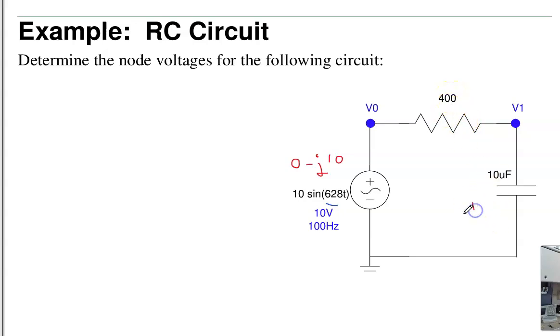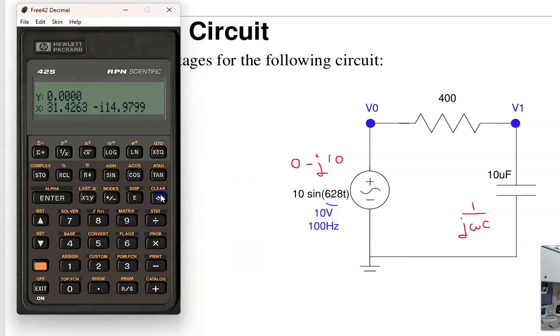The capacitor becomes 1 over j omega C. C is 10 microfarads. So if I did that, omega is 628. C is 10 microfarads, 10 e minus 6, and that's j. So 0 plus j complex. Take the inverse, that's the impedance. So this is minus j 159 ohms.